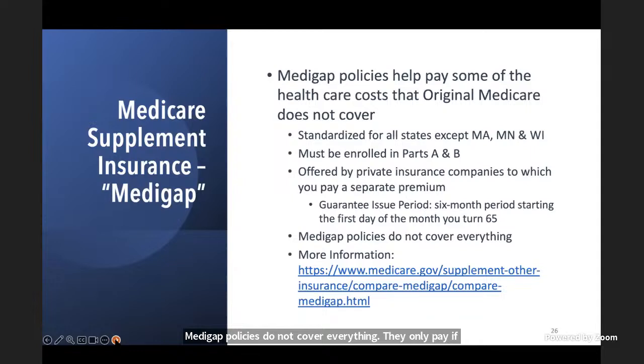It really is picking up what Medicare leaves off. So if Medicare denies coverage for, say, a zebra trampling. You were on a field trip at a zoo and a zebra ran over you and Medicare denied you coverage. Clearly, I'm making this up. Your Medigap policy will not pay.